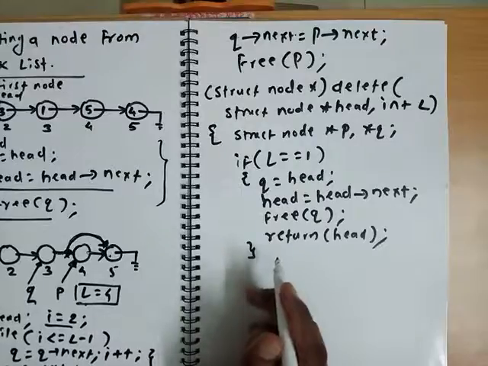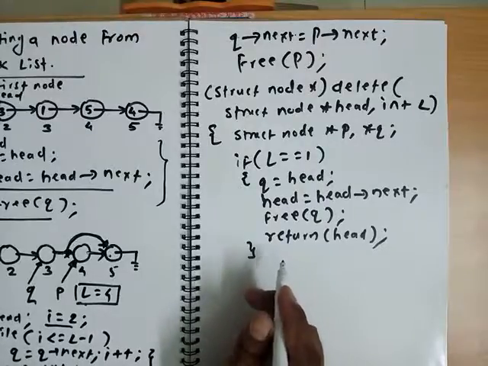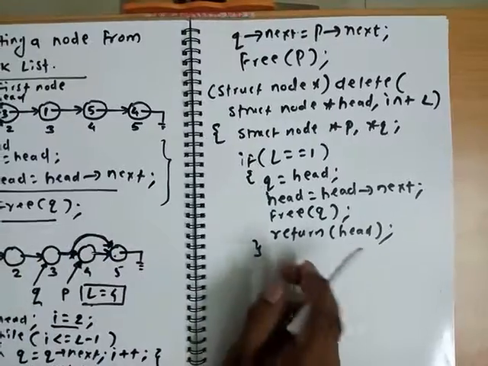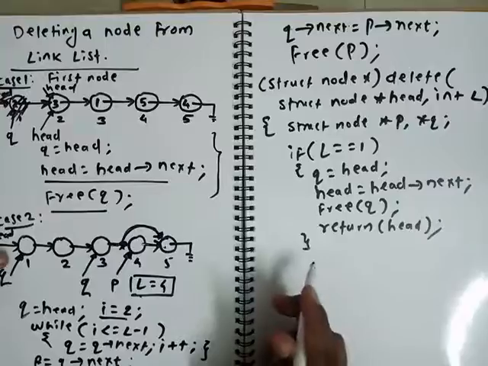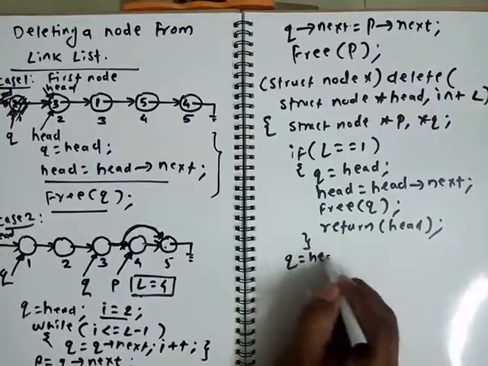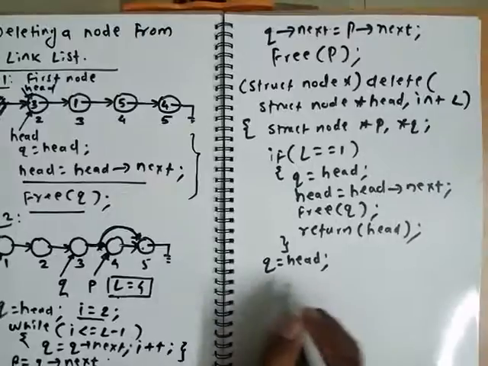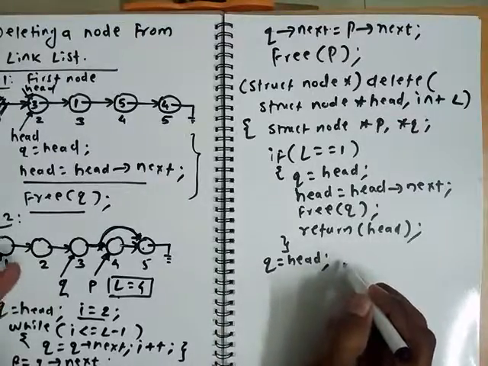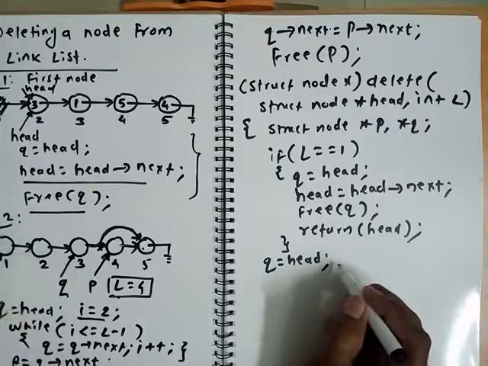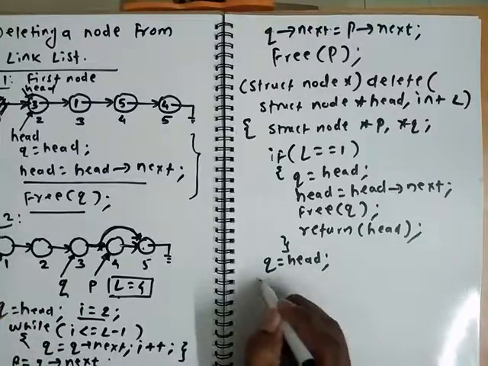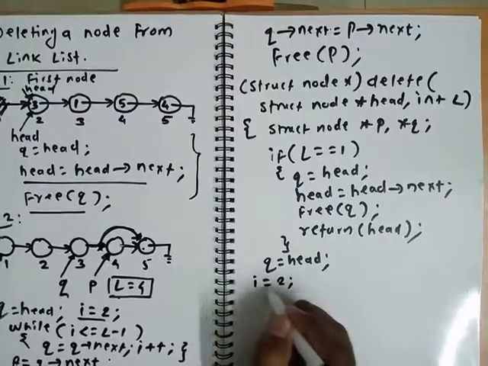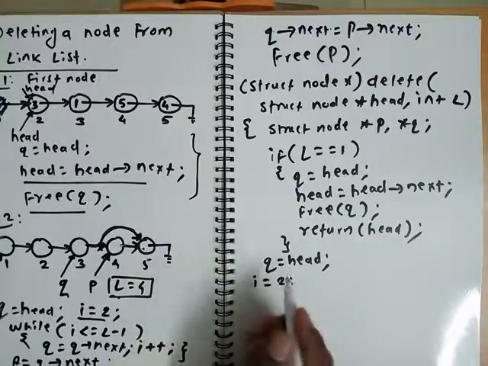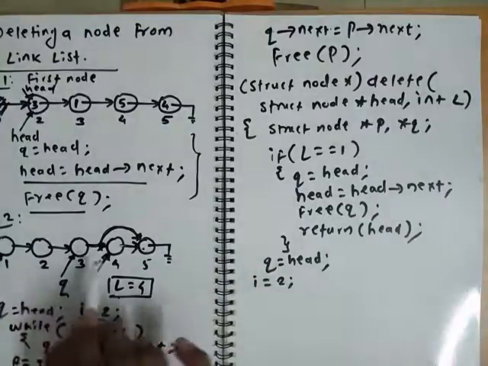But if the node to be deleted is not the first node, then we should write the code which we discussed here, right? In that case, we need to again start our Q here, so Q equal to head. Then we need to start taking our Q from 2 to L minus 1, 2 to L minus 1. So I should say i equal to 2. This is just a counter which will help me take my Q from node number 2 to L minus 1.